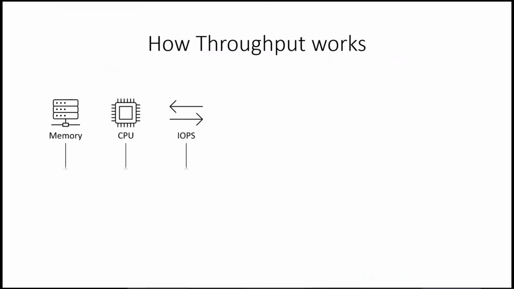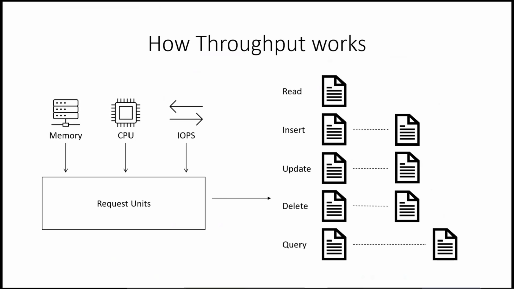Let's move on to throughput. Throughput is essentially how compute works in Azure Cosmos DB, and you pay for the throughput that you provision and the storage that you consume on an hourly basis. As developers and data professionals, we need to ensure that we have enough resources on our Cosmos DB containers or databases at all times.